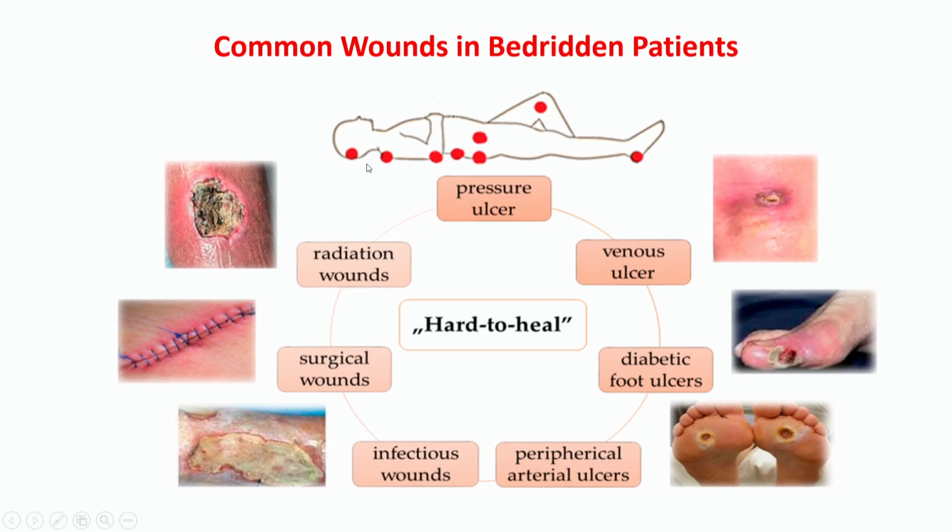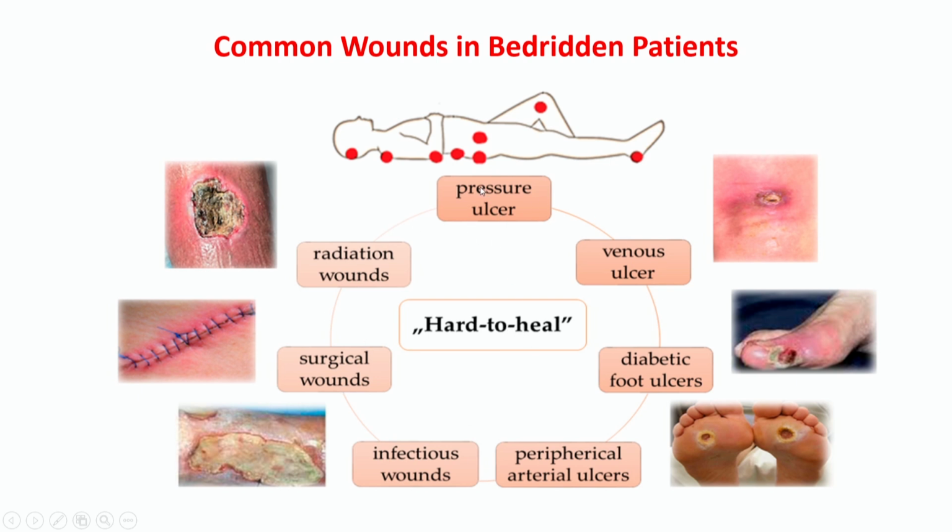This slide is showing what the pressure points are if you are sleeping flat on your bed. You see, head, shoulder, knee, your buttock, your ankle, your knee joint. These are the special points. So pressure ulcer, venous ulcer, diabetic foot ulcer, peripheral arterial ulcer, infectious wound, surgical wound, and radiation wound. There are different kinds of wound. Today I am going to talk about pressure ulcer. All these wounds are hard to heal.